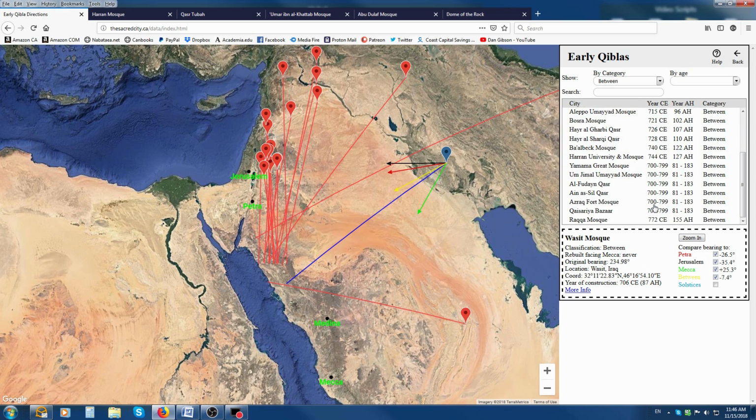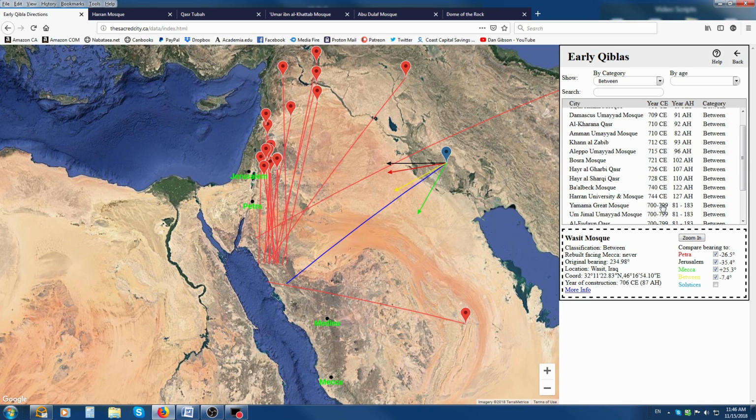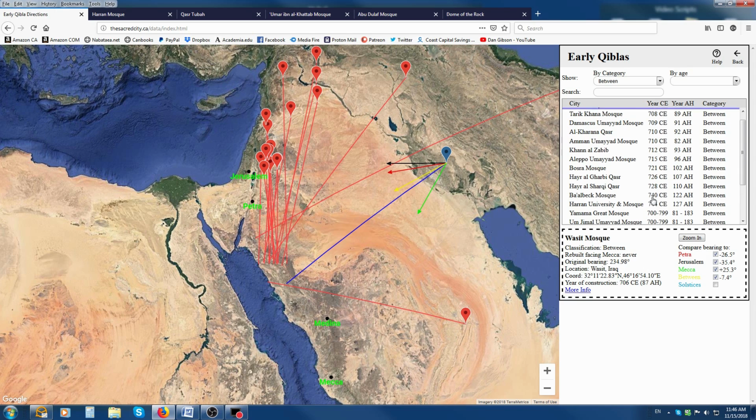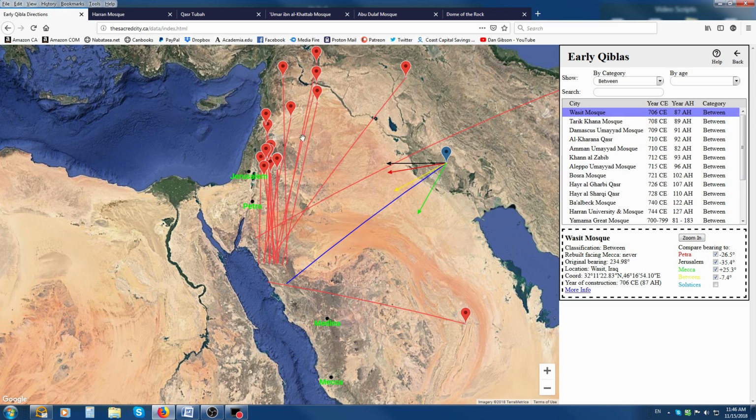Some of these down here, you'll see the date from 700 to 799. That's because we only have been able to date it to that particular century. But we can tell by looking at all the others that they were in the first 44 years of that century. That's when the majority of these mosques were built, and they all had a between position.